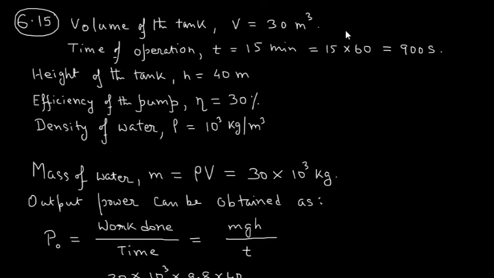Volume of the tank V is equal to 30 meter cube. Time of operation T is equal to 15 minutes, that is 15 into 60, that is 900 seconds. Height of the tank h is equal to 40 meter. Efficiency of the pump eta is equal to 30%. Density of water is 10 to the power 3 kilogram per meter cube. Mass of the water m is equal to rho V is equal to 30 multiplied by 10 to the power 3 kg. Output power can be obtained as P0 equal to work done upon time, that is mgh upon T.